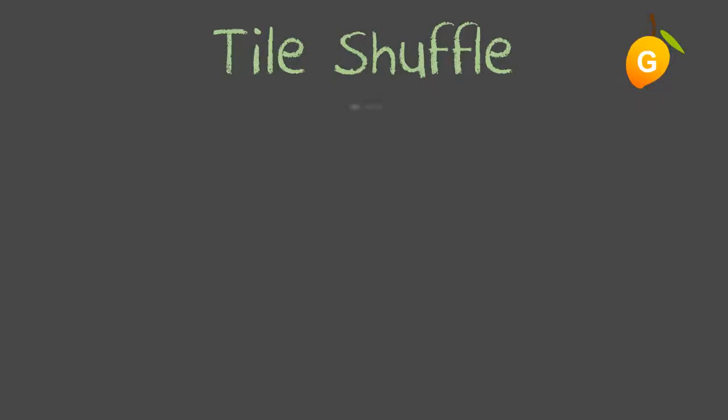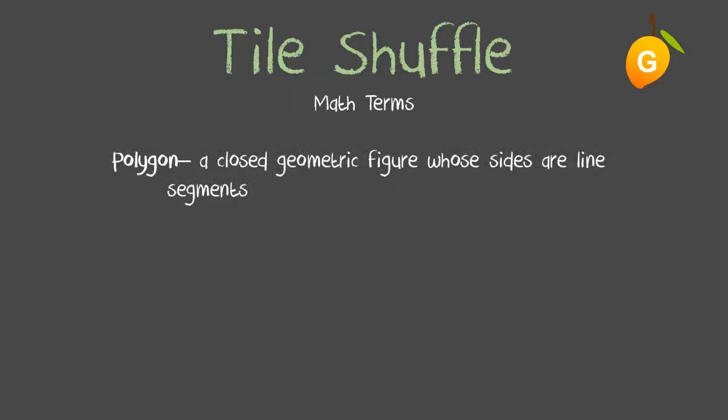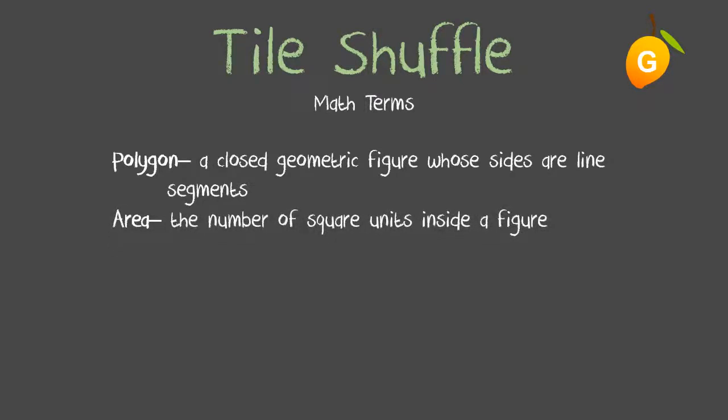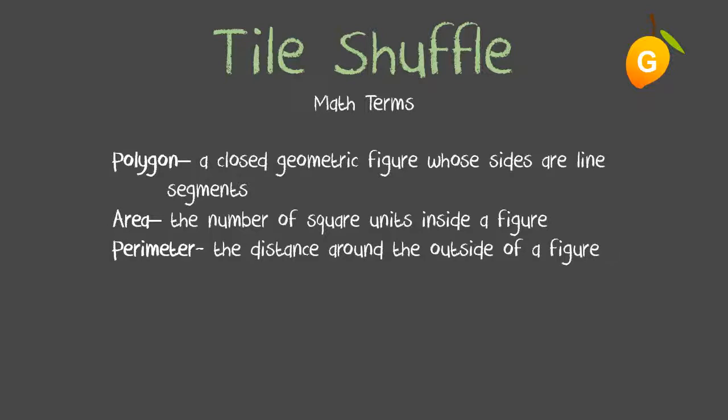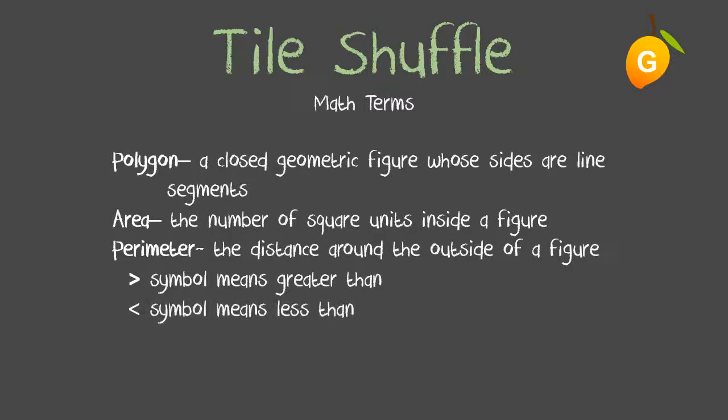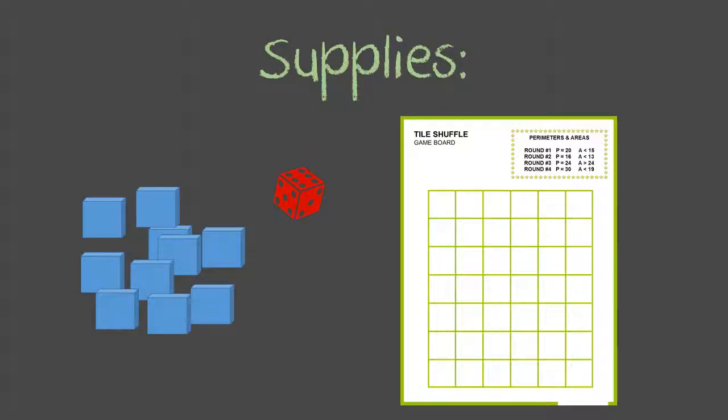Tile Shuffle has some math terms to increase understanding. Those are polygon, a closed geometrical figure whose sides are line segments. Area, the number of square units inside a figure. Perimeter, the distance around the outside of the figure. This symbol means greater than, and that symbol means less than.